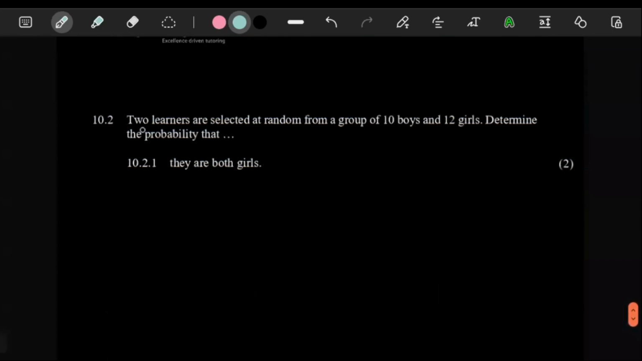So, moving on to another 2-mark question. This 2-mark question says 2 learners are selected at random from a group of 10 boys and 12 girls. Determine the probability that they are both girls.